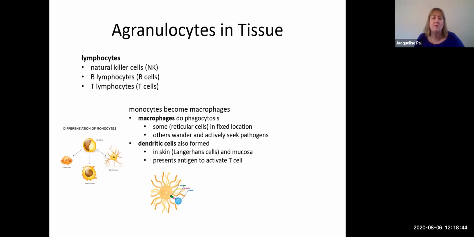So far we've learned that monocytes in tissue become macrophages, and so they do phagocytosis. Some of them are stuck in certain locations for their phagocytosis, but others can wander around and seek out pathogens. They don't have to wait for the pathogen to come to them, and that's a little bit more effective. But monocytes can become more than just macrophages. Something else monocytes can become are dendritic cells.